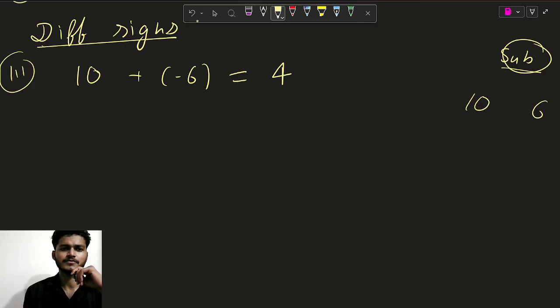Okay, like this we have to do. Find the absolute value of 10, 10 only. Find the absolute value of -6, 6 itself. Find the difference or do the subtraction. So 10 minus 6 is 4.